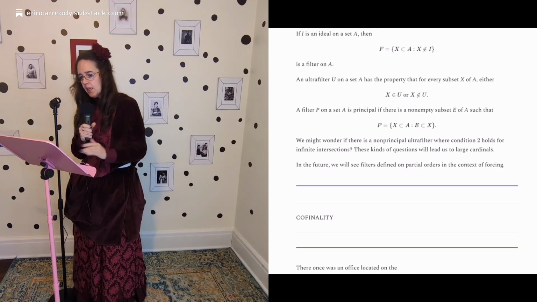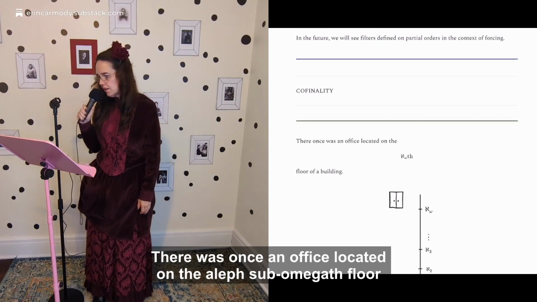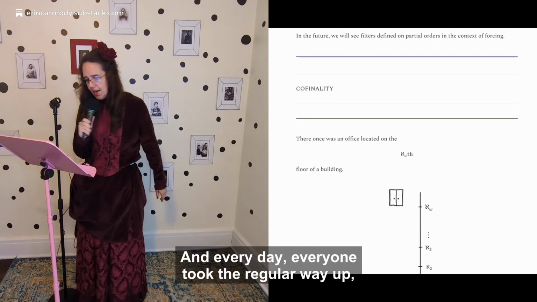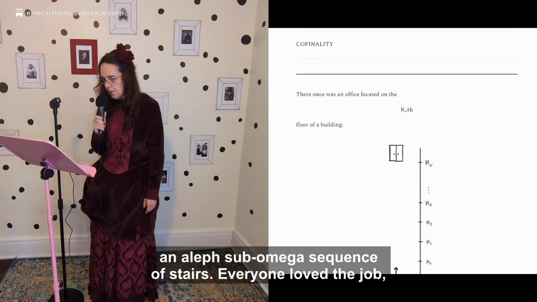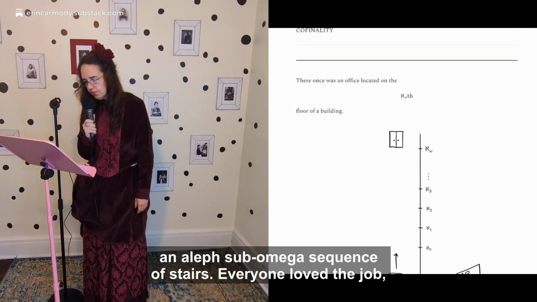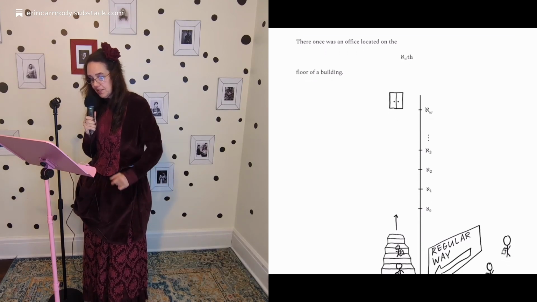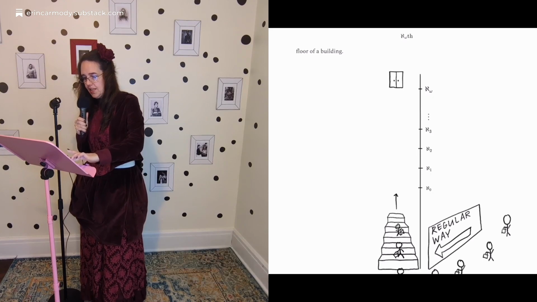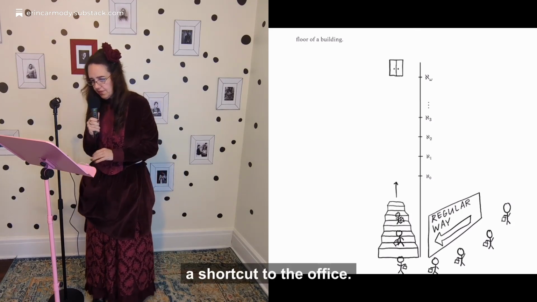Cofinality. There was once an office located on the aleph sub omegeth floor of a building. And every day, everyone took the regular way up, an aleph sub omega sequence of steps. Everyone loved the job, but the commute was a common complaint. Until one day when one worker made a ladder, an omega sequence of steps, a shortcut to the office.